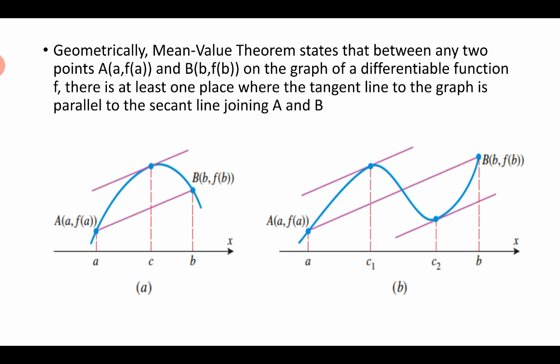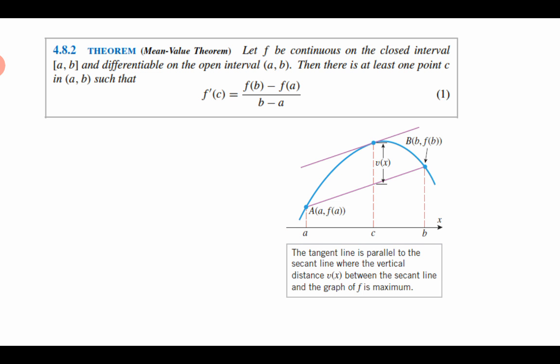So geometrically, Rolle's theorem is a special case of the mean value theorem. The mean value theorem states that between two points, this is the x value and the function value, on the graph of a differentiable function, at least at one point the tangent line will be parallel to the secant line. That's the point. At least one point; more than one point is possible. That's the second graph. So now let's move to the mean value theorem.